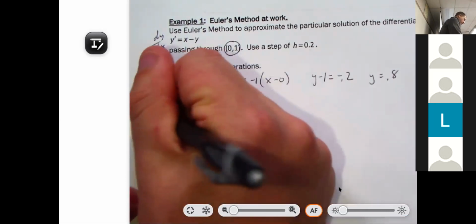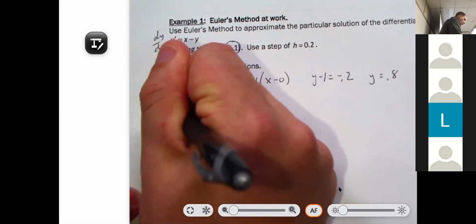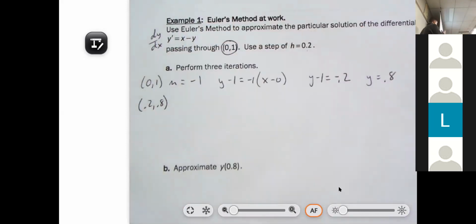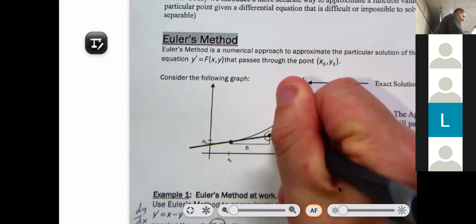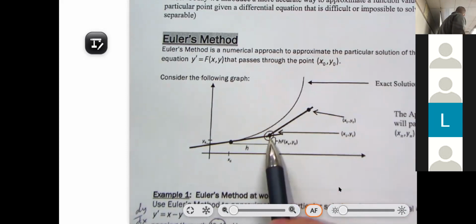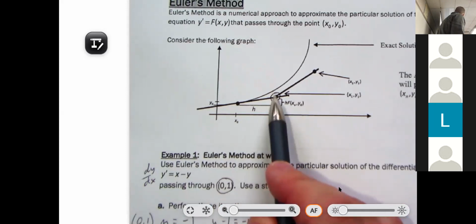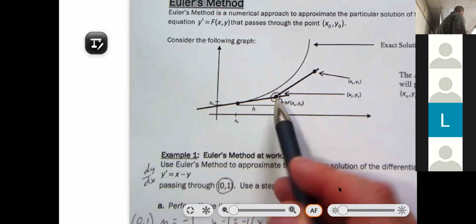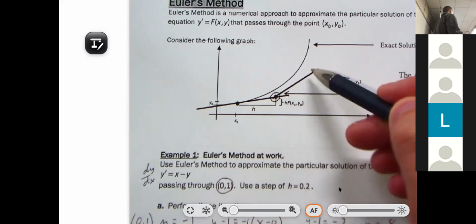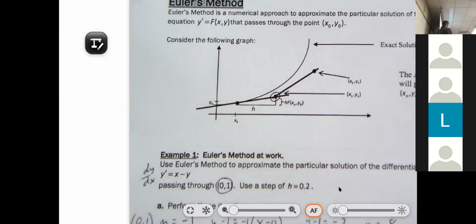And we do it again. We found the new ordered pair. We're stopping there. If you're looking at this diagram, that would be what this is. We found the first tangent line, and now we found this point right here. Now we need to stop and do the same exact thing. From there, we just repeat the process.